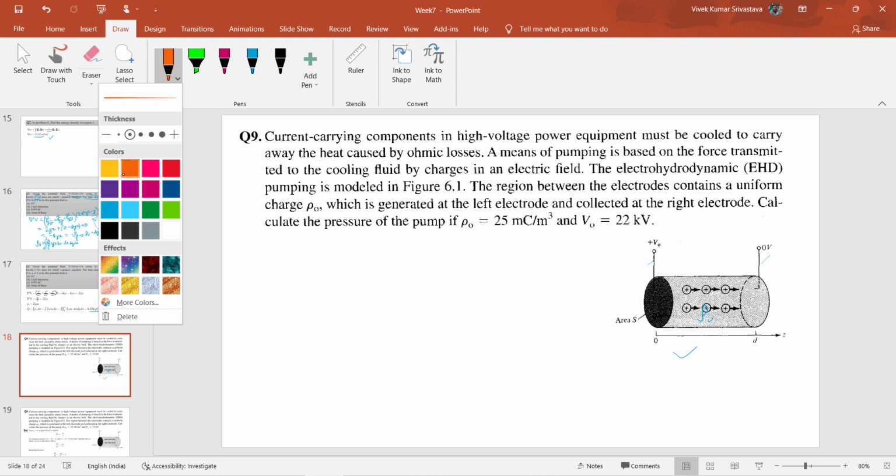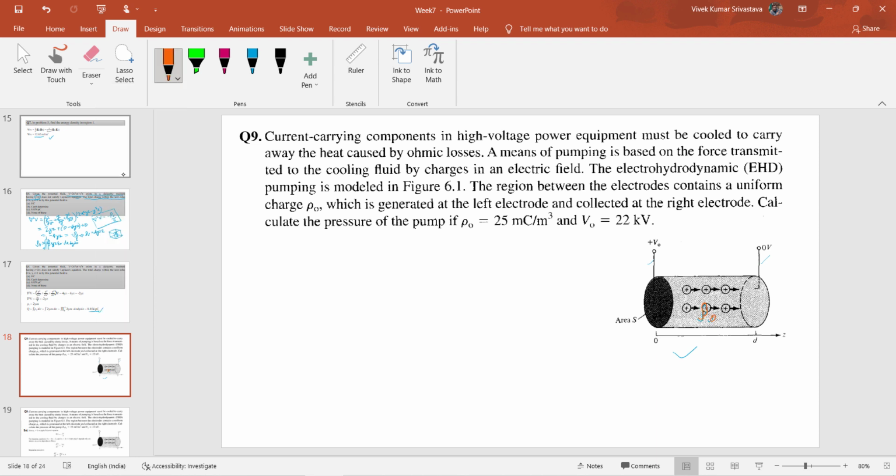Yeah, so here some charge will be present, which is defined as rho naught, which is generated at the left electrode, means from here the charge is generated and collected to the right electrode. Okay, here charge is collected. So we have to calculate the pressure of the pump if rho naught is given as 25 millicoulomb per meter cube and V naught as 22 kV.